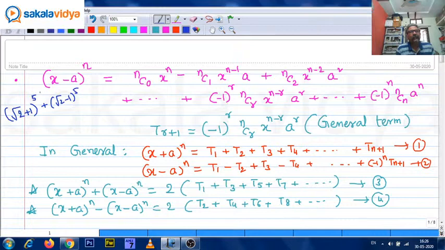Here how many terms? Actually total 6 terms. 6 terms means you get 2 times T1 plus T3 plus T5. First term, third term, fifth term. You have to add and multiply. You get this value. So this will be very easy. So this kind of problems can be solved with the help of this one. Right. I think you got an idea. Everybody? Right.